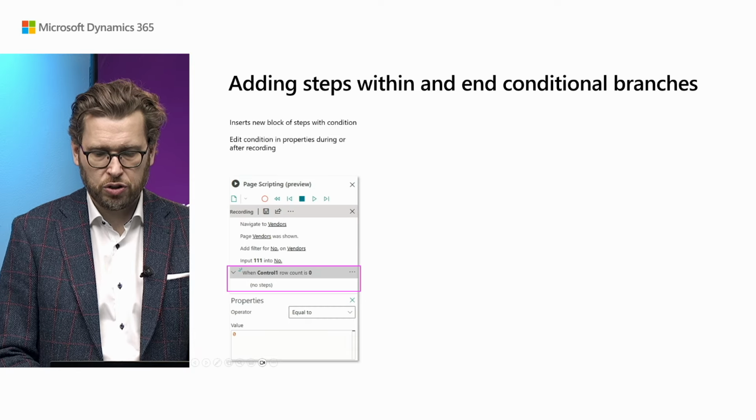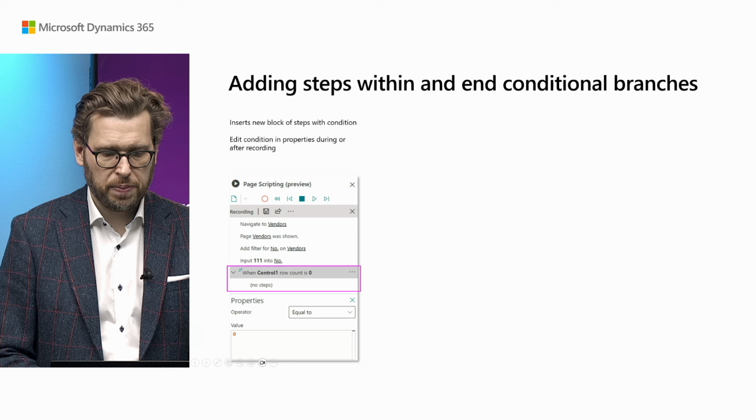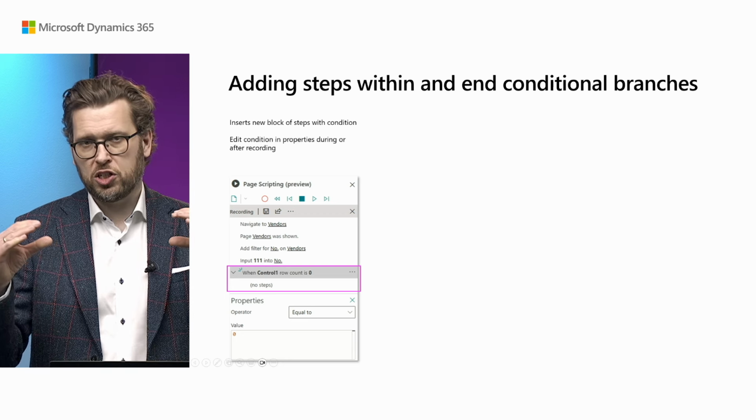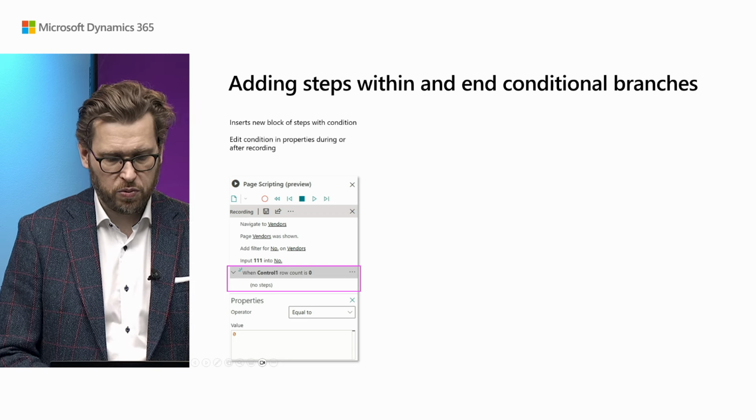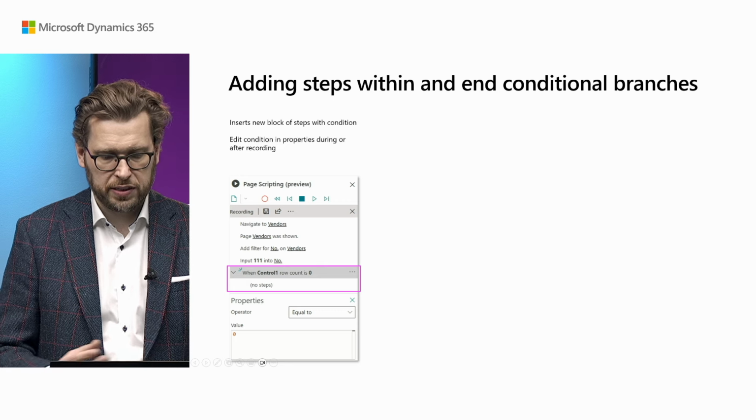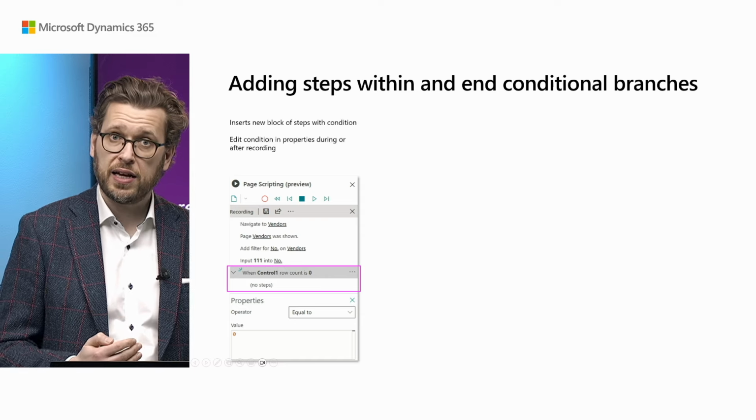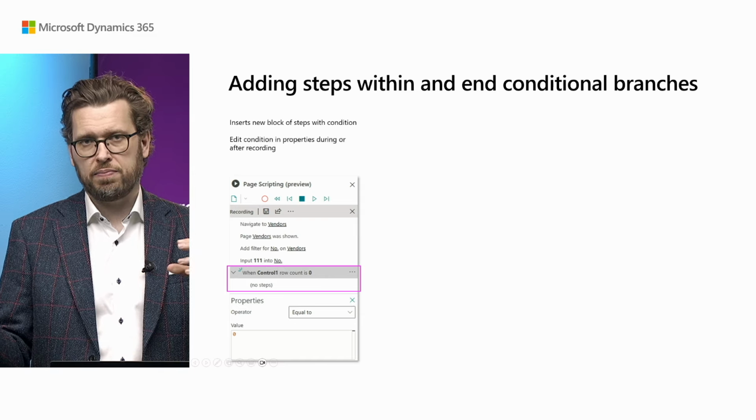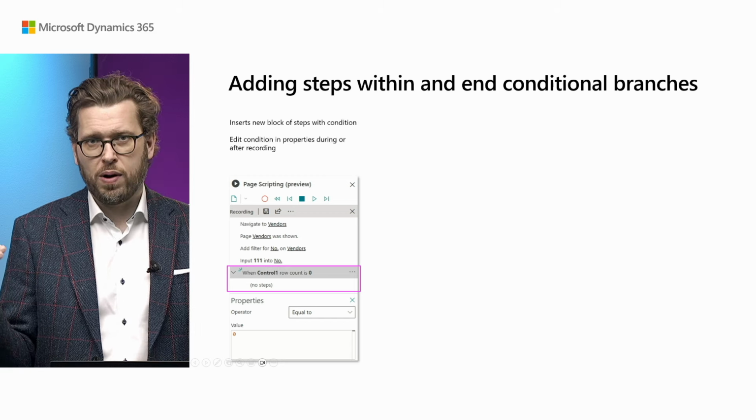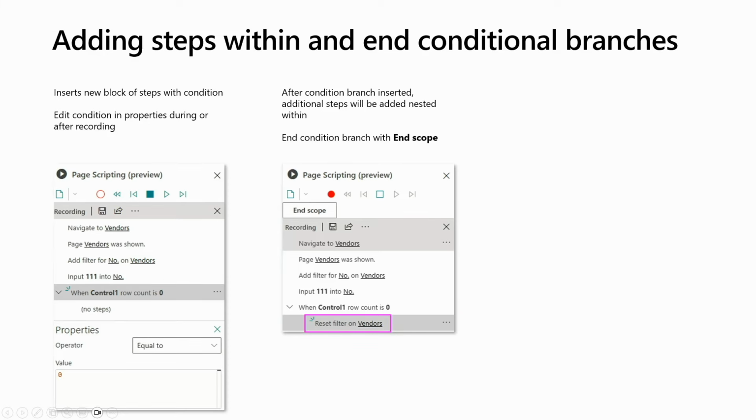That will then insert in the list of steps in the page scripting pane this condition, right? So here it says when control 1 row count is 0. And you can see that the steps below that are kind of nested inside. That's because now we created a branch or nesting where everything that we record will happen only if that condition is met. And so here we have a scenario where I ran a step that then became nested under that conditional branch, right?